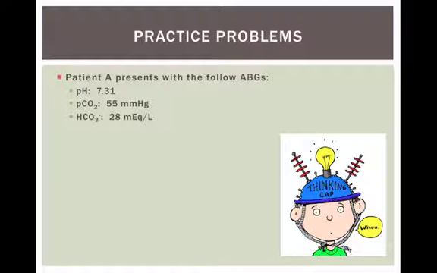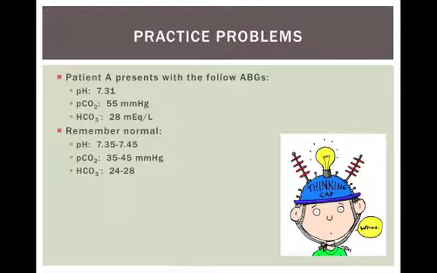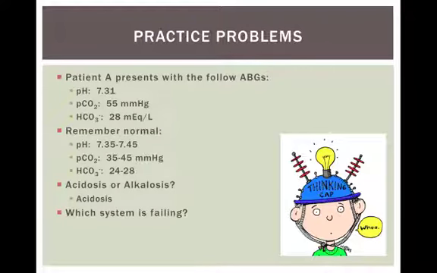So let's do a couple practice problems and see what we've learned. Patient A presents with the following ABGs, and just to remember, those are the normal ones. Let's first figure out if they are acidotic or alkalotic. Well, their pH is 7.31, and this is lower than normal limits, so I think they are acidotic. And which system is failing? Let's look at pressure of CO2 first, which would represent our respiratory system. It's at 55. Normal should be lower than 45, so that means it's high.